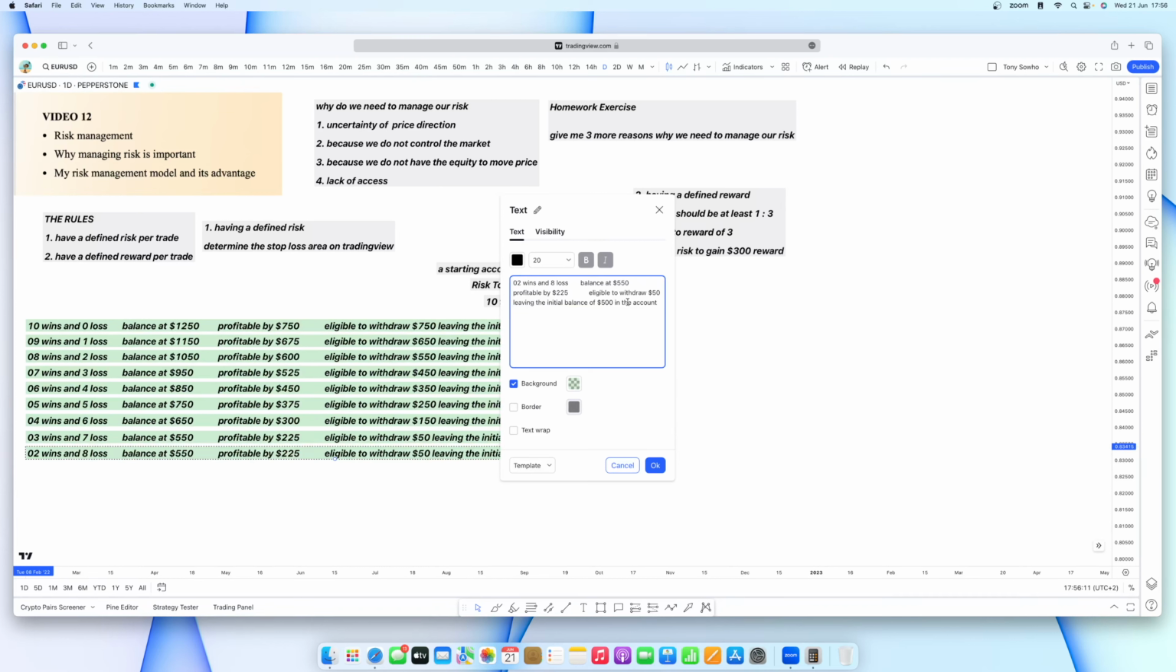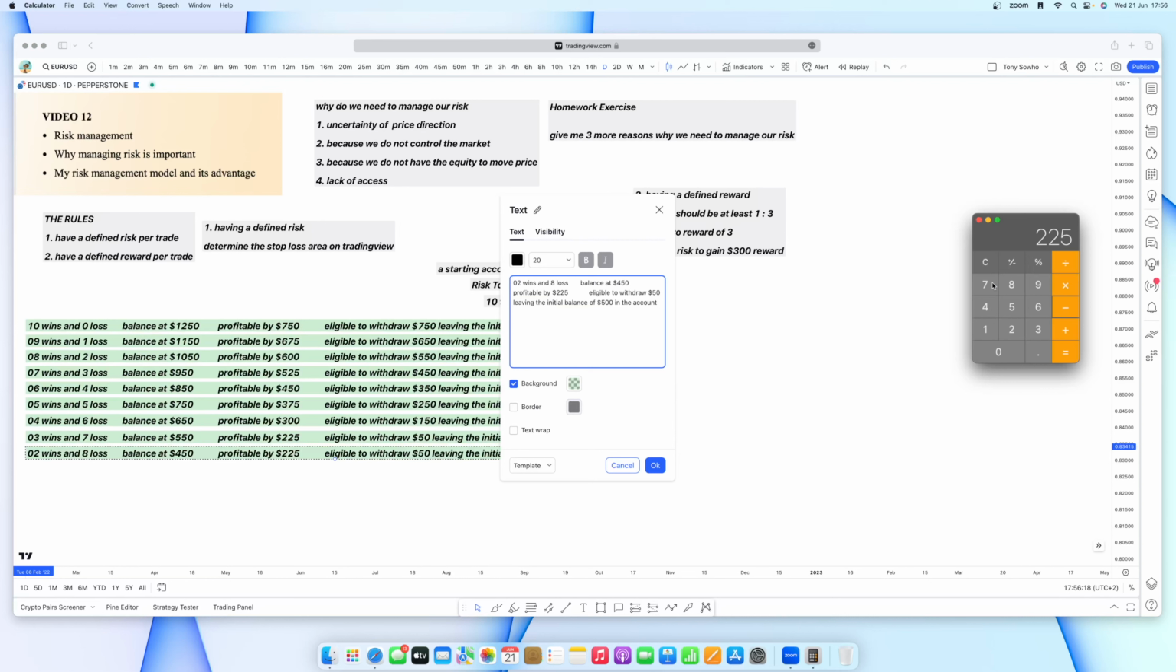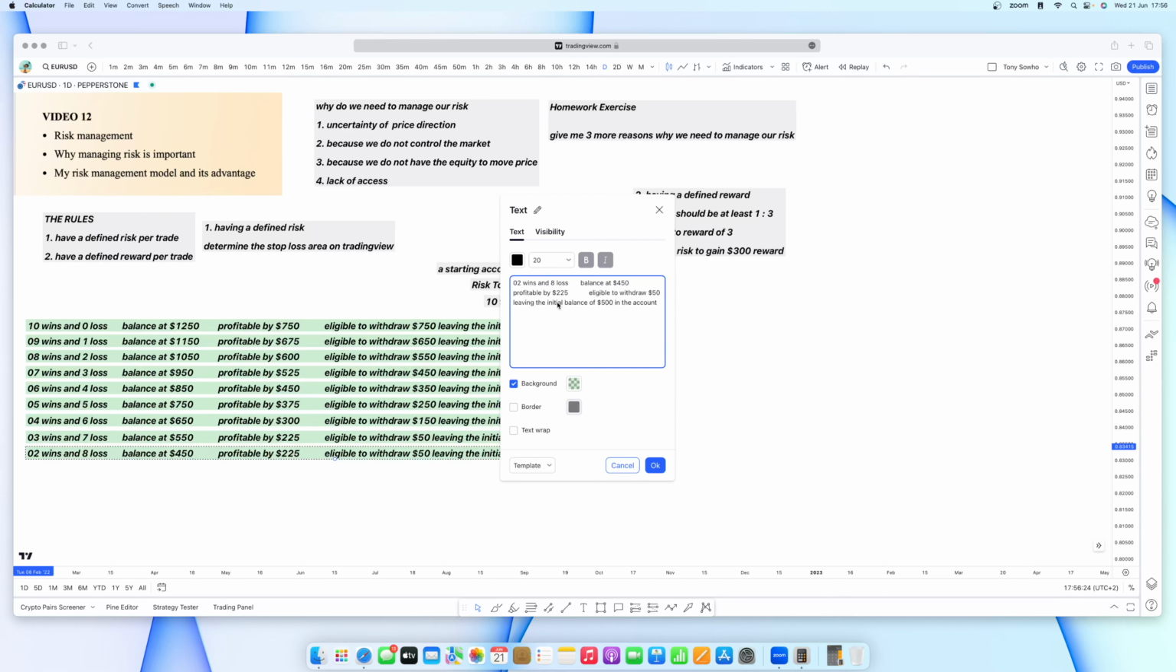So it's going to be 450. Okay, then we remove 75 again from 225, minus 75. That's about 150. Okay. Now you're not even profitable anymore. Because if you have 2 wins and you have 8 losses, your balance is going to drop to $450. Loss to recover of $50. So you have $50 loss to recover now. So you're not even profitable and you're not even eligible for withdrawal anymore. So we can just take all of this away. You're not eligible for withdrawal anymore.